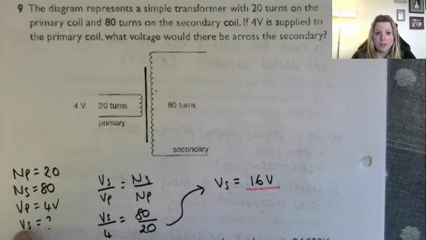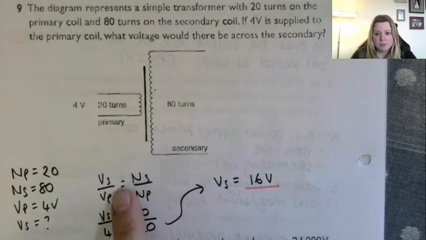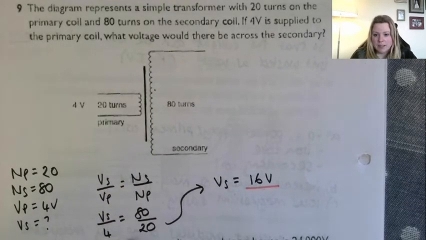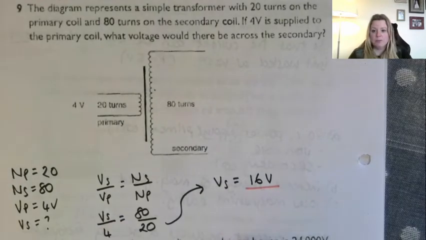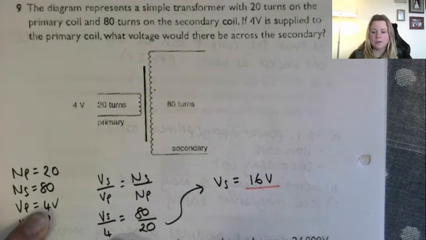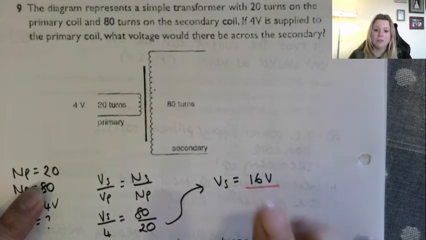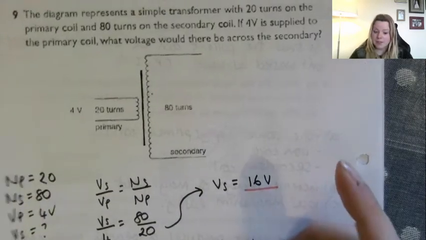So this time, because we're looking for the secondary voltage, I have put it top left in my equation. So VS over VP equals NS over NP. Fill in my values. So VP is 4, so that's why that's going in there. NS is 80, so that's why that's gone in there, and NP is 20, so that's why that has gone in there. So 80 over 20, all multiplied by 4, gives you 16.